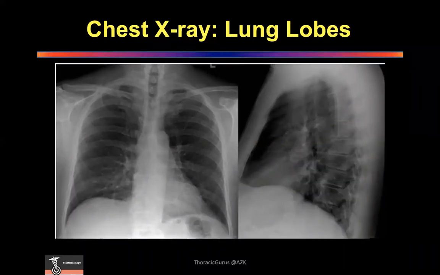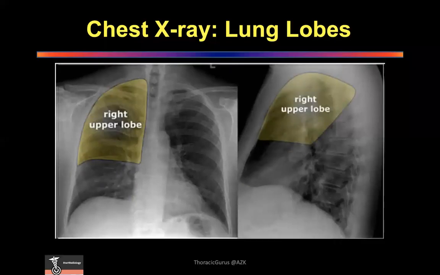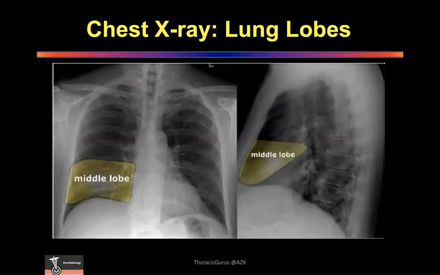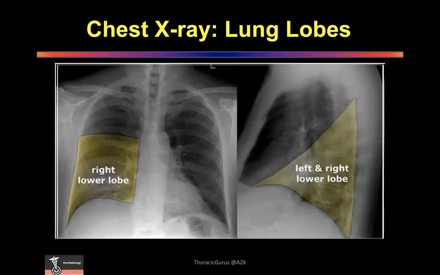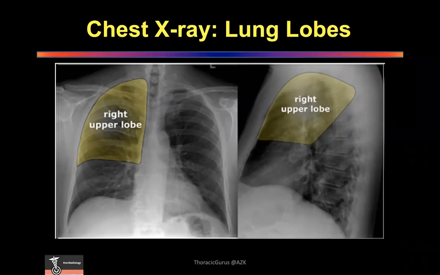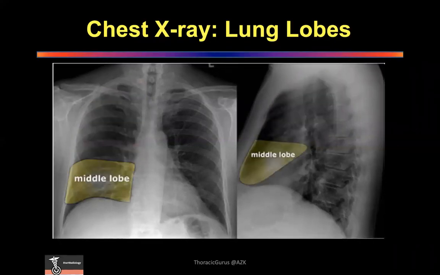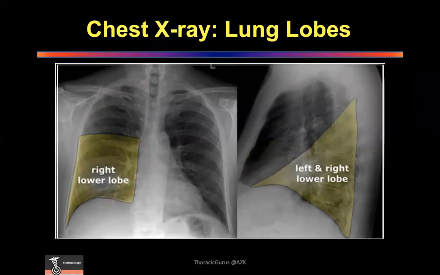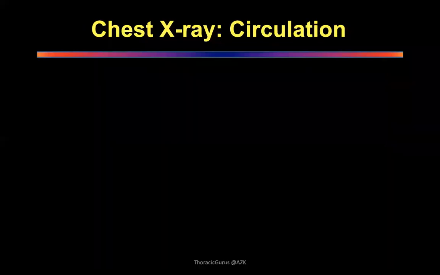So an AP, a PA, does not give you exact correlation of where is the upper lobe. A huge area of the upper lobe overlaps with the middle lobe, overlaps with the lower lobe. Okay, and that is why a lateral film will give you a good view of where is the upper lobe, where is the middle lobe, and where is the lower lobe. Okay, all right. So far, so good.